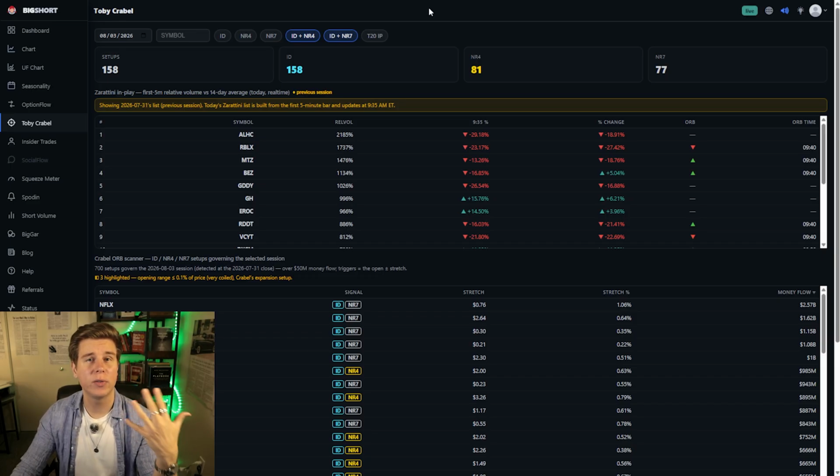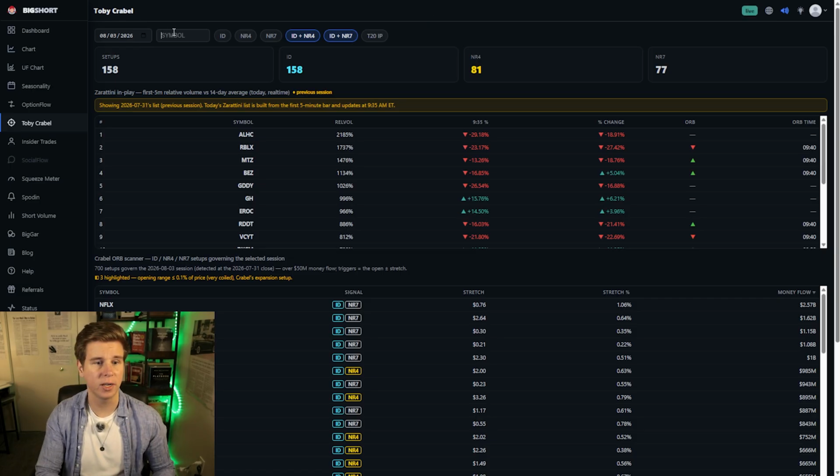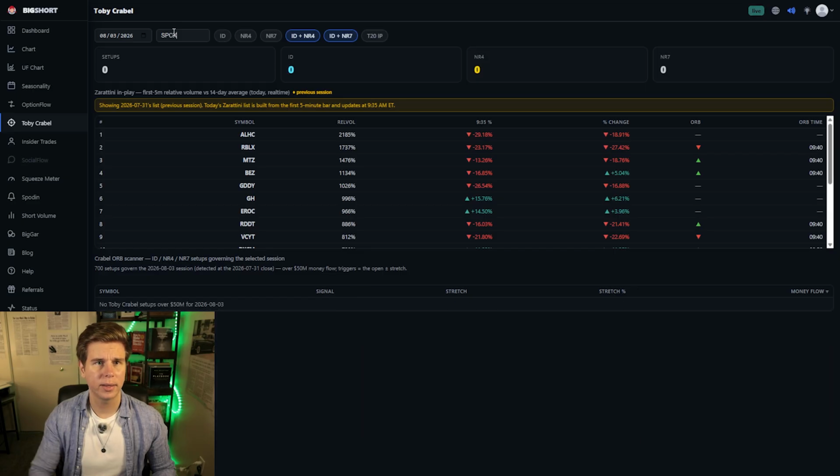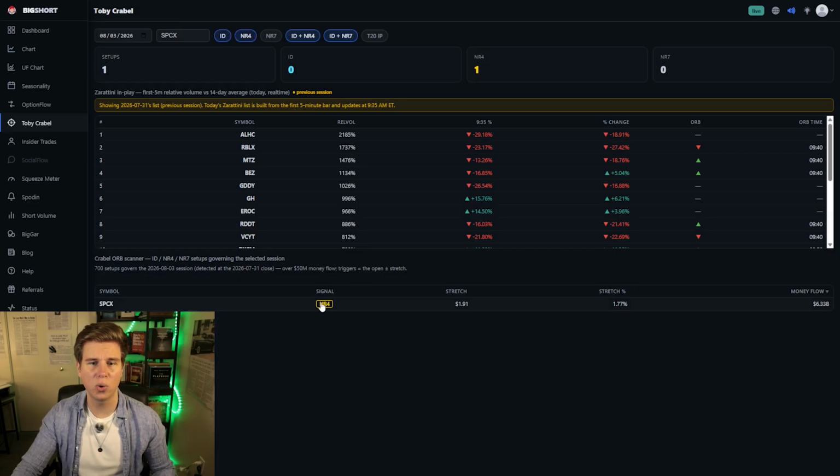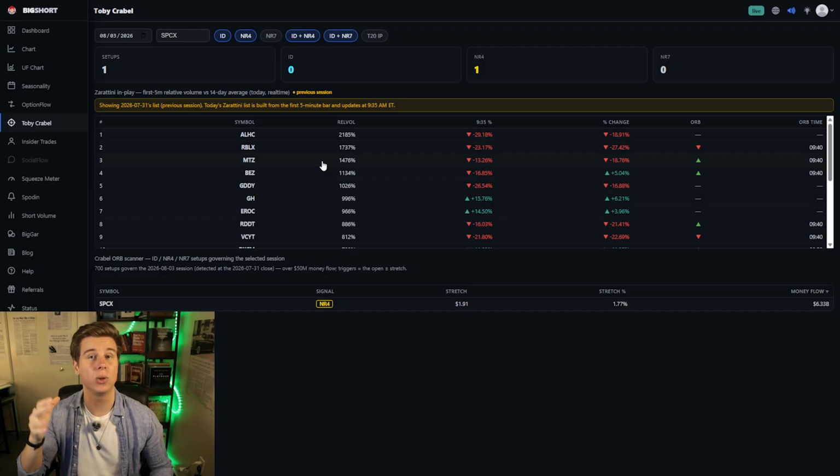So number one, if you have a ticker you're looking to trade and you see that it's already on the Toby Crabel filter, you can literally just type it in here. So for example, I think I saw SpaceX, I think that was NR4. Cool, SpaceX is an NR4. That's interesting confirmation. Maybe I'm going to look for a Toby Crabel style breakout on SpaceX.